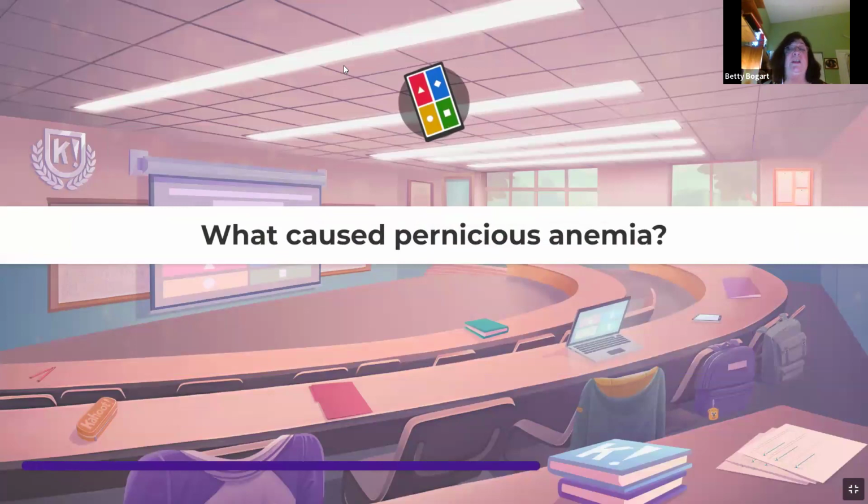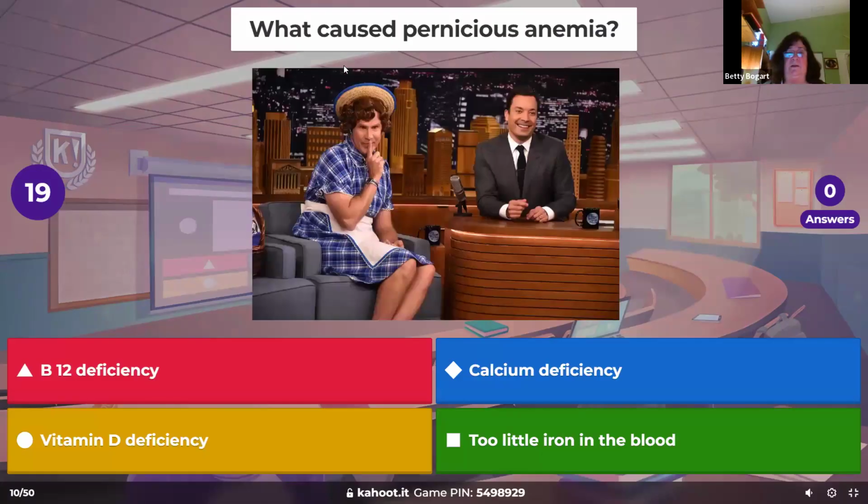What causes pernicious anemia? What's pernicious? The intrinsic factor, right? And where is it located? It's in the stomach. And what does it cause?